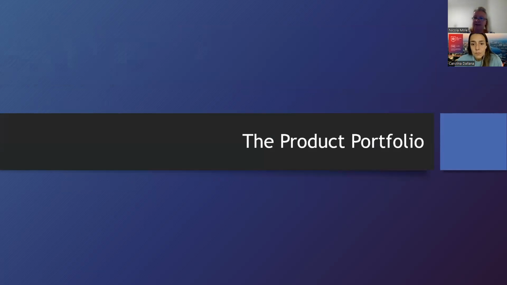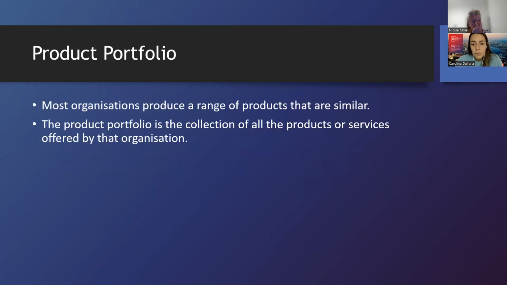We next need to consider the product portfolio. And the product portfolio looks at what organisations produce, and many organisations produce a range of products that are similar. All right, think of Nike, all their different sporting products. So the product portfolio is the collection of all the products or services that are offered by a particular organisation.